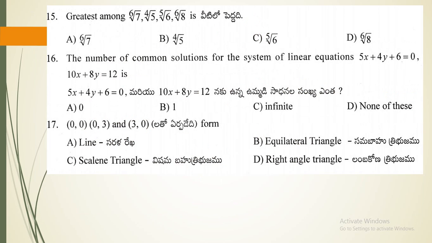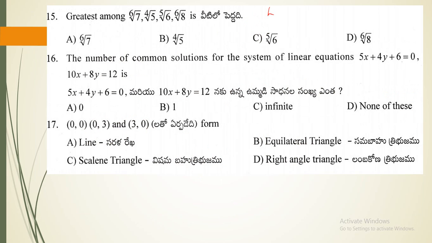Next, moving on to question number 15. What he has given: 6th root of 7, 4th root of 5, 5th root of 6 and 6th root of 8. These are the values that are given, right? If you want to compare, first of all you need to make all the roots equal, whatever the root that is given.